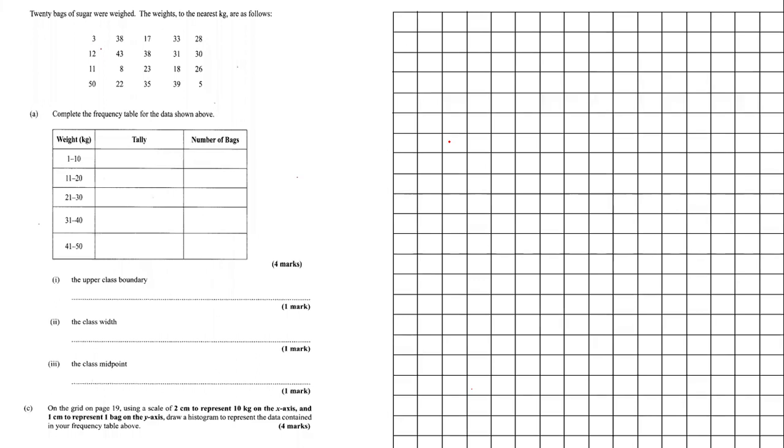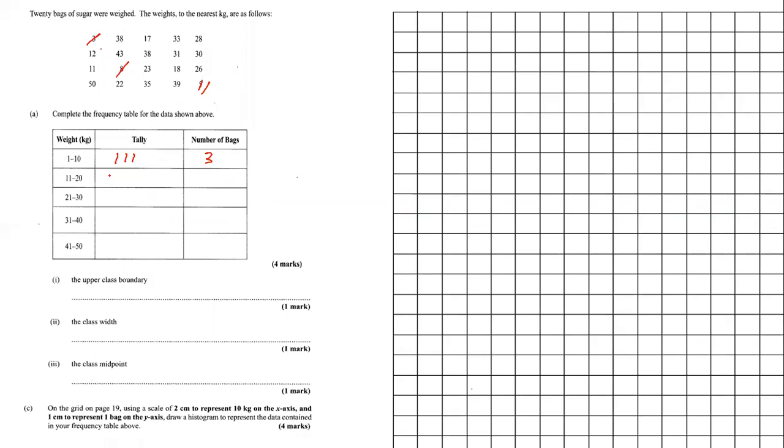We have 30 bags of sugar. We tally. So how do I tally? From 1 to 10, how many do we get? Three of them. You have done the 5? Mark it already, sir. Oh, okay. So 1, 2, 3. I put here 3.